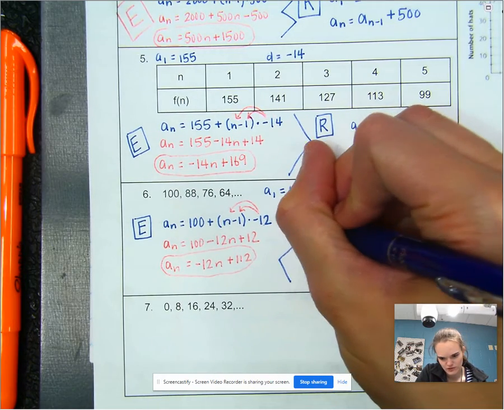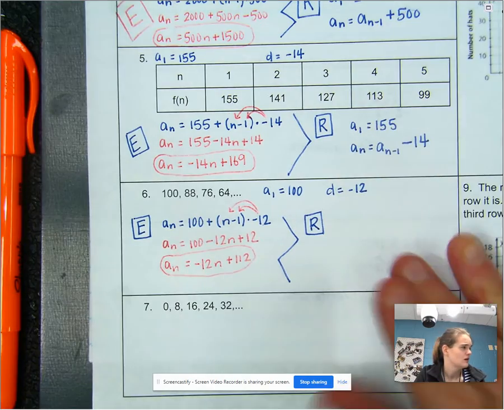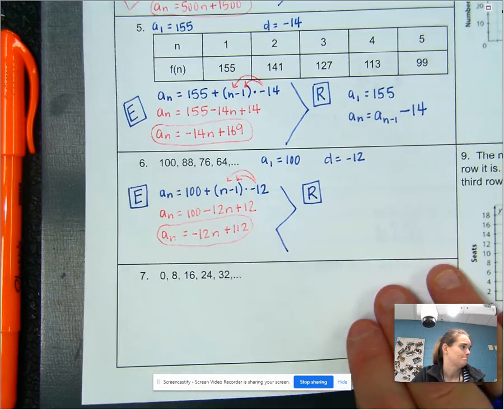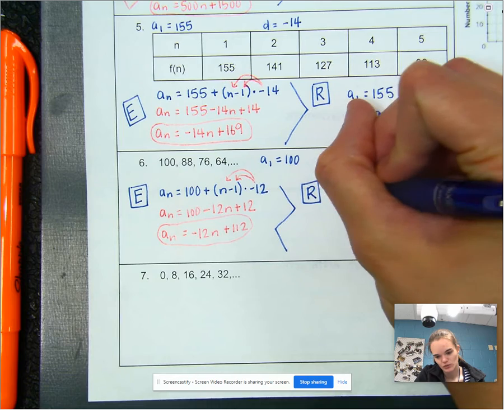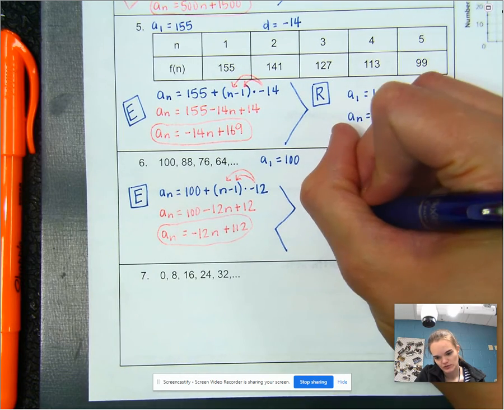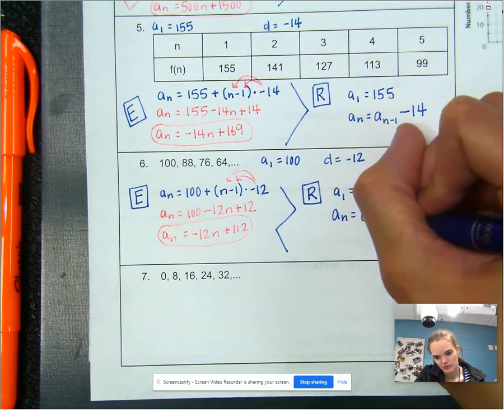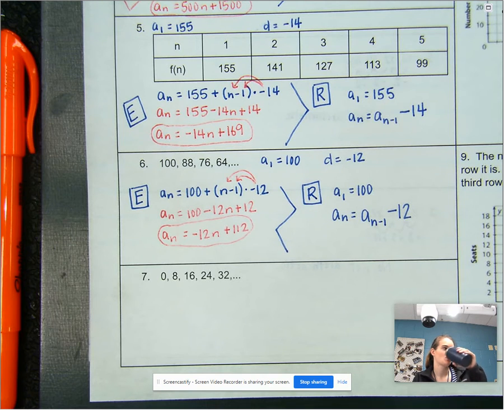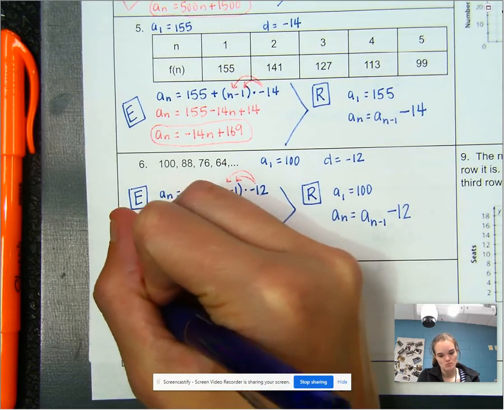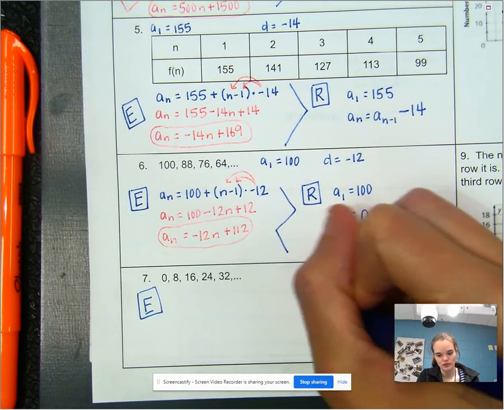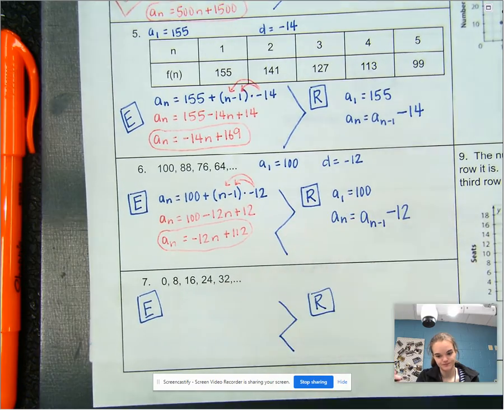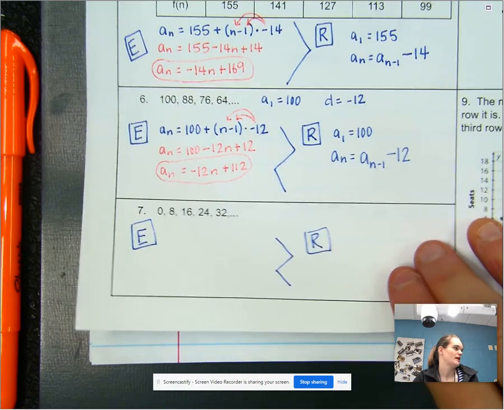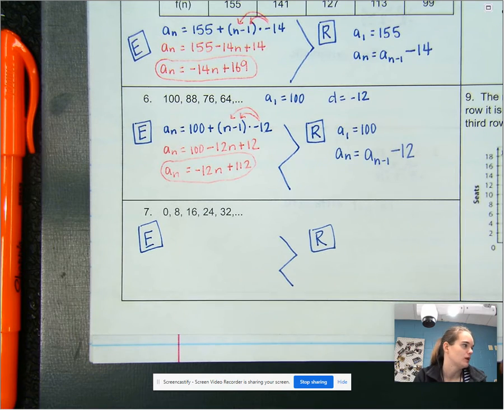Here's the recursive. A sub 1 equals 100. A sub n equals a sub n minus 1 minus 12. Make sure you have both answers on your homework. All right, pause the video and try number 7. You only learn math by doing, so if you're not pausing them, remember you can ask help. I have Google Meets if you need them.